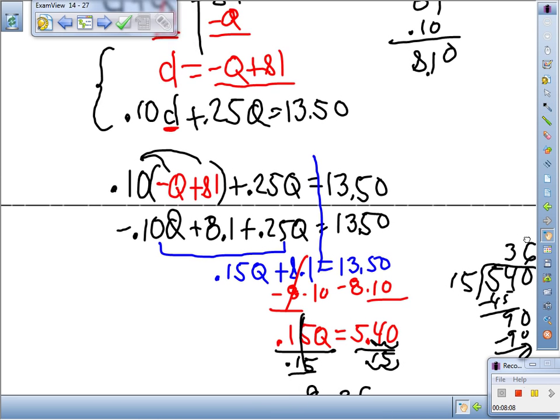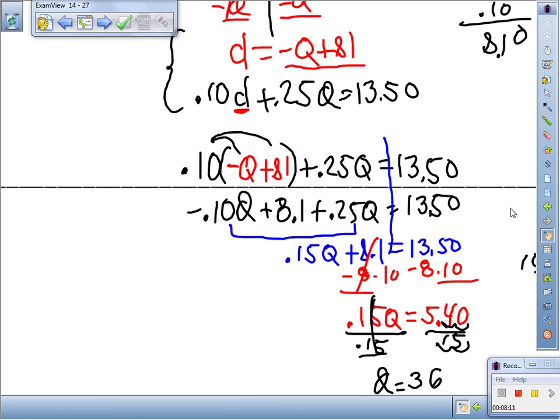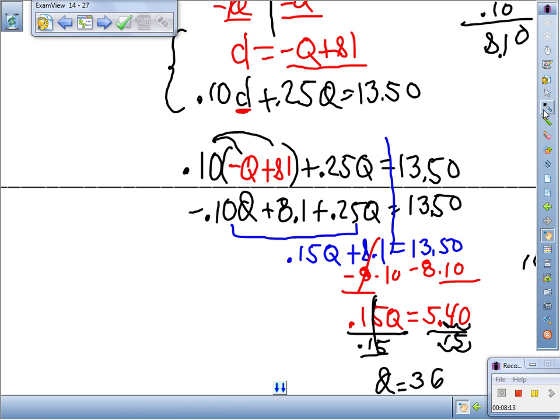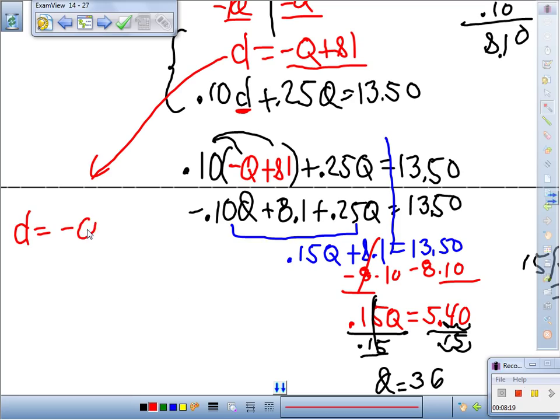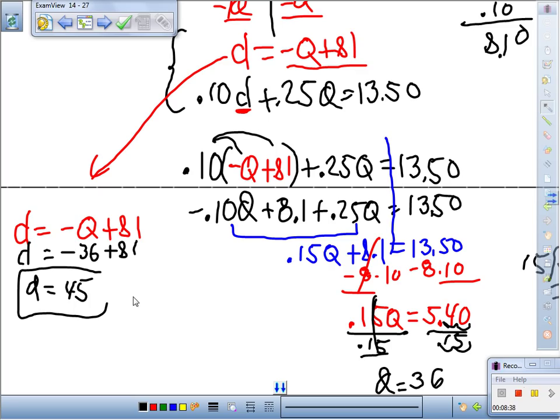How do we find out how many dimes? Let's look at our equations. Which equation would you like to use? This one right here, right? So I'm going to bring this one. I'm going to write dimes equals negative Q plus 81. But instead of Q, what do I substitute in there? 36. Bring down the negative plus 81 equals D. D equals, what is 81 minus 36? 45. All right?